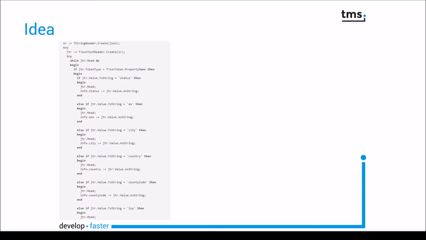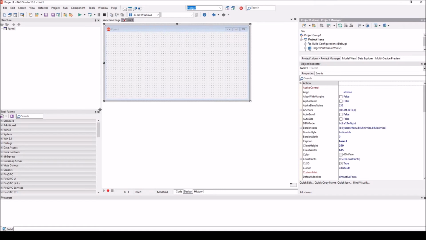So the following video will show you how to request data from the REST API during design time, during runtime, and then how to connect that data to a dataset that you will be able to connect to TMS visual controls without writing a single line of code. I already started Delphi with a VCL Forms application. It's all set for Win32, but of course this is also available for Win64.